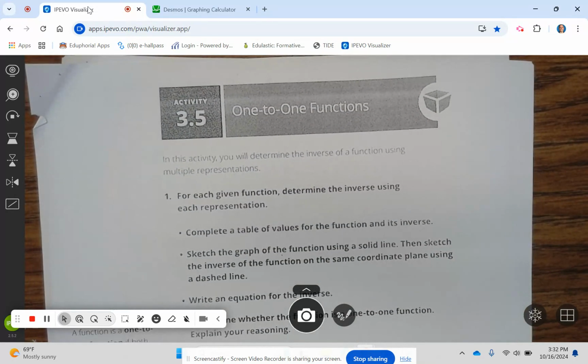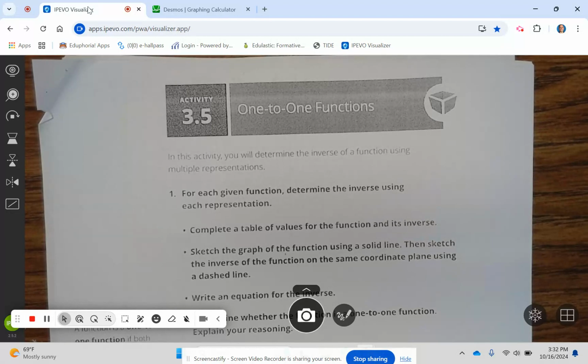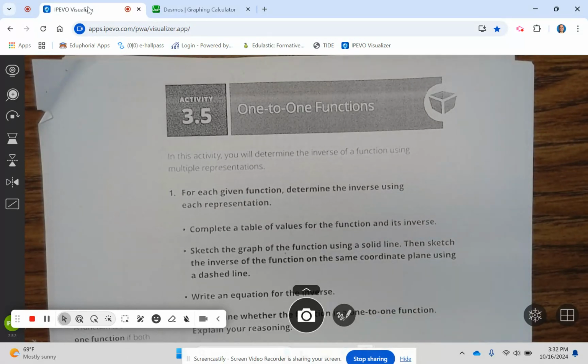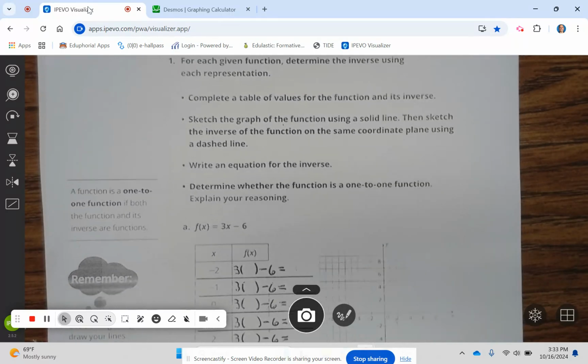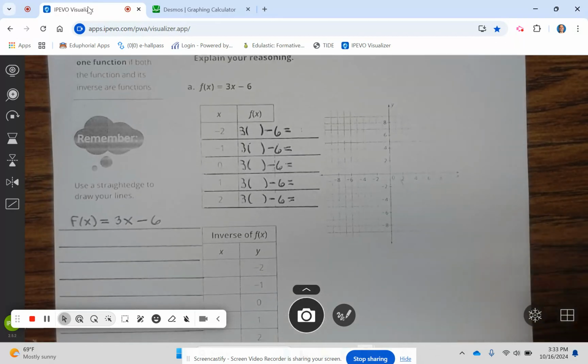All right, activity 3.5, one-to-one functions. In this activity, you will determine the inverse of a function using multiple representations. 1. For each given function, determine the inverse using each representation. Complete a table of values for the function and its inverse. Sketch the graph of the function using a solid line, then sketch the inverse of the function on the same coordinate plane using a dashed line. Write an equation for the inverse. Determine whether the function is a one-to-one function. Explain your reasoning.